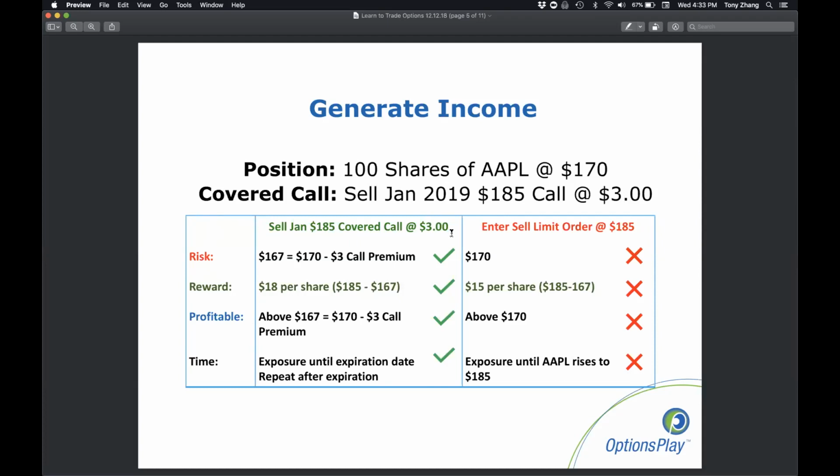That is the downside to selling a covered call, but that's also the same downside you have when you put in a limit order: it doesn't matter if the stock runs higher, you will sell your stock at 185. So those are some of the things to look out for if you're interested in selling covered calls, and to help you compare them to simply putting in a limit order to sell your stock.